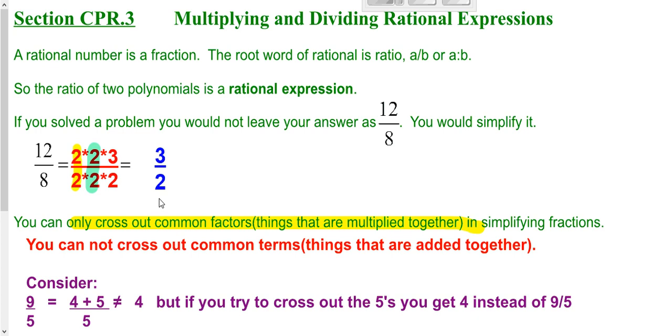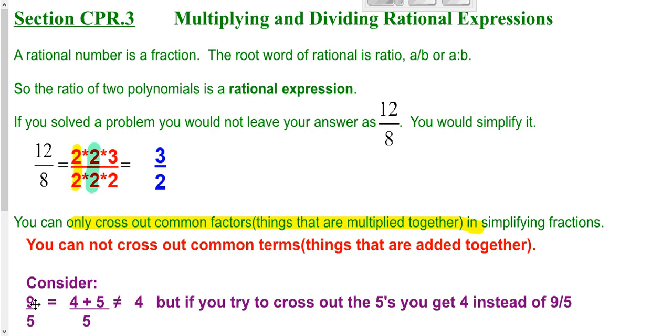When you're multiplying and dividing rational expressions, you can only cross things out, top and bottom, that are multiplied together. Some people are tempted to cross out things that are common terms, which means things that are added to the top and added to the bottom.